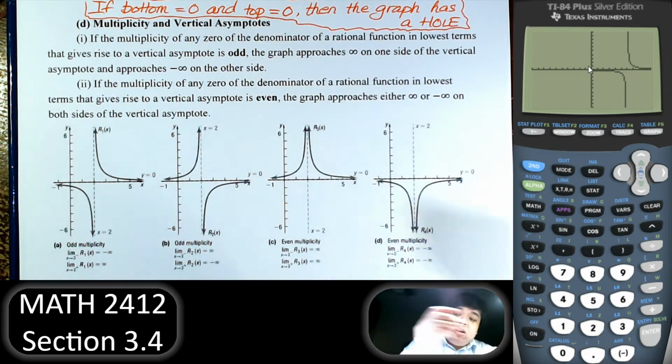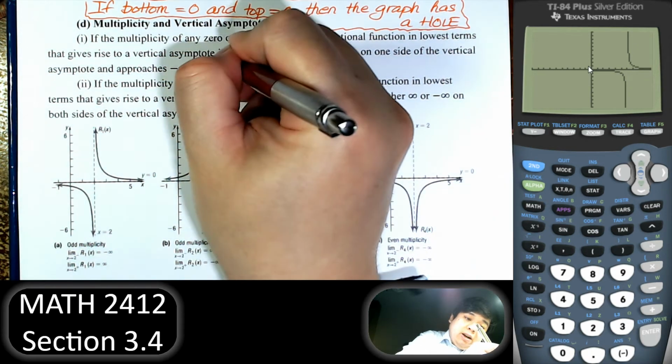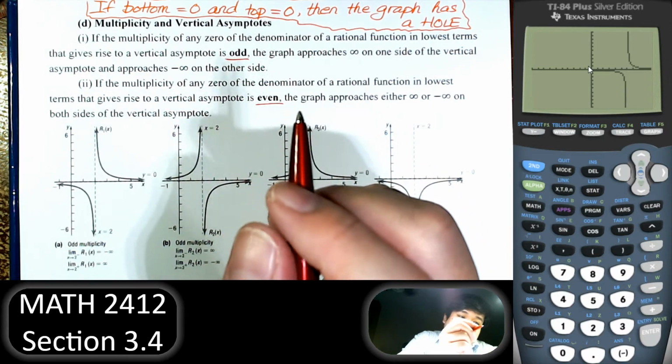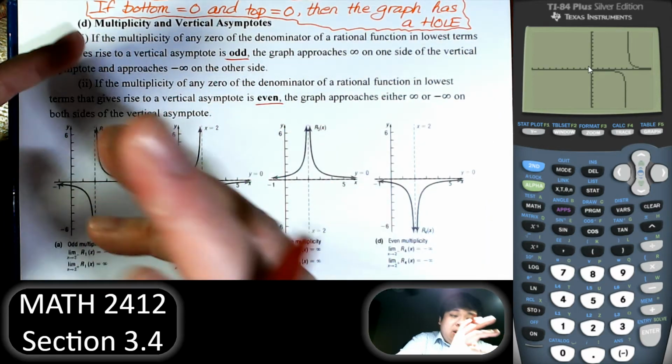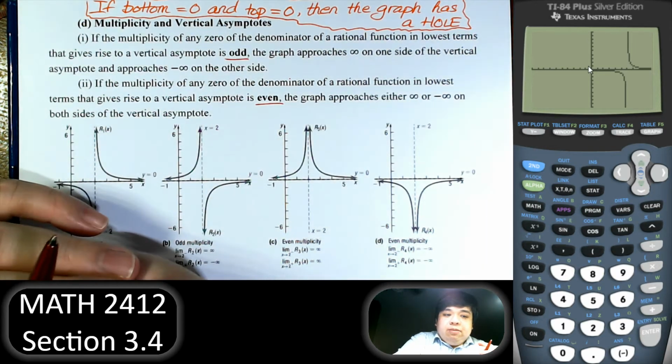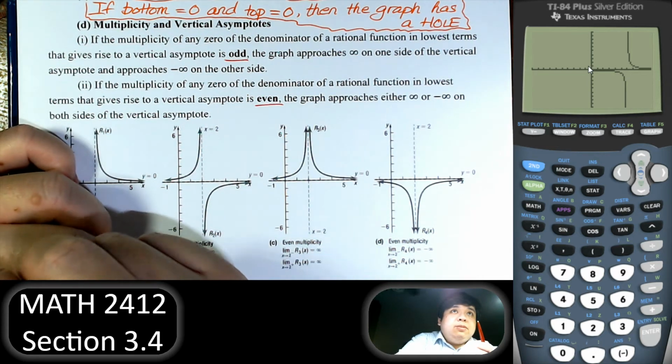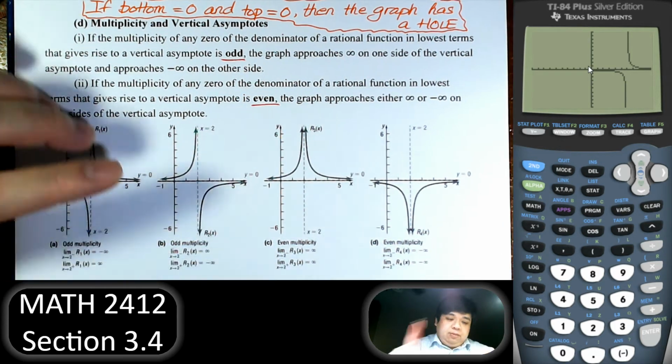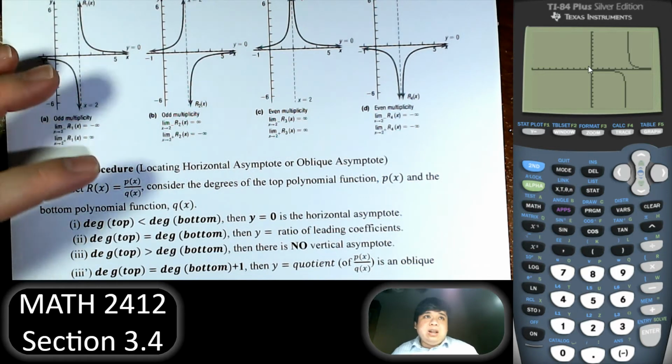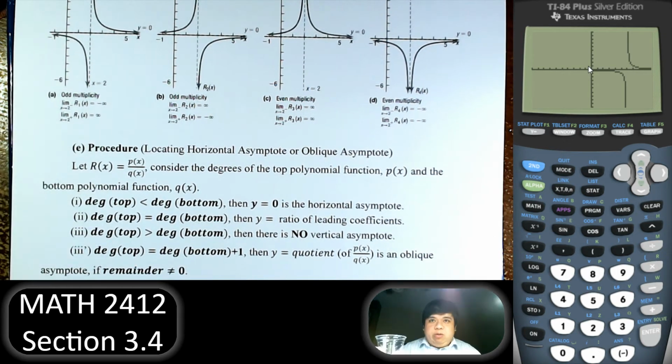So that is an odd and even multiplicity of the factor that make the vertical asymptotes. Right, so that is the vertical asymptote. Very straightforward. Bottom equal to 0, and the top is not 0.